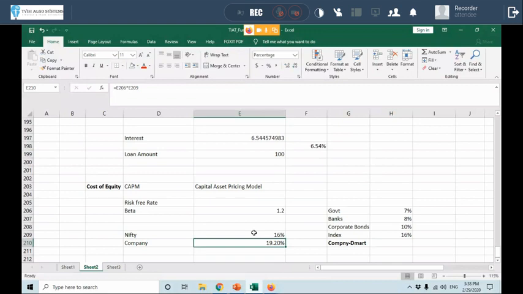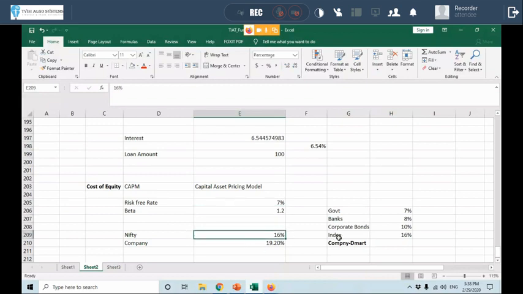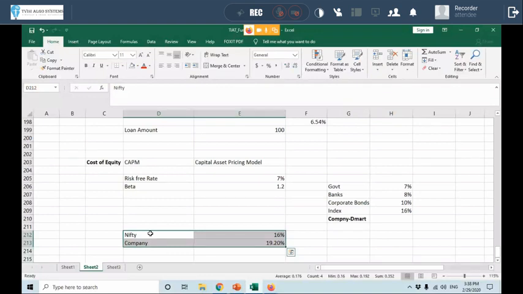This is beta, right? So we will add the risk-free rate to that. My risk-free rate is 7%. My beta is 1.2. Yes, 1.2 of my index. I'm taking it right now. Yes, you have to add it. There is market risk premium also, but don't go into that right now.